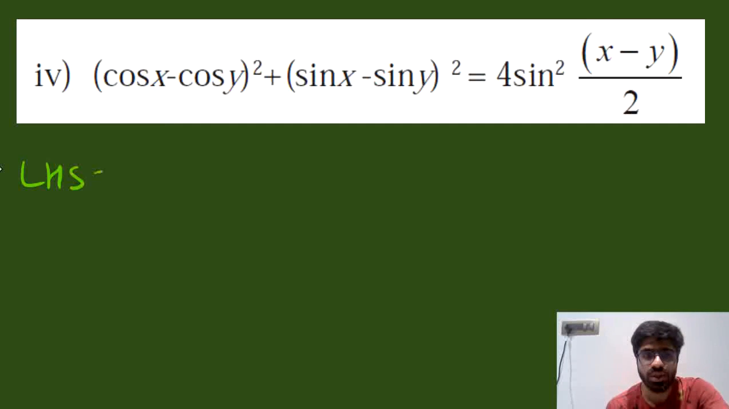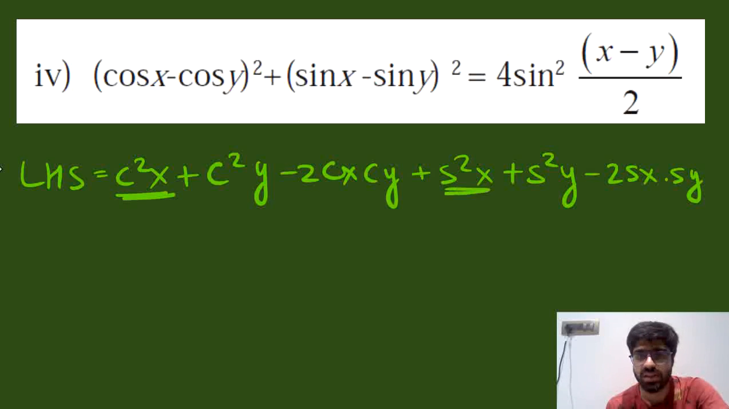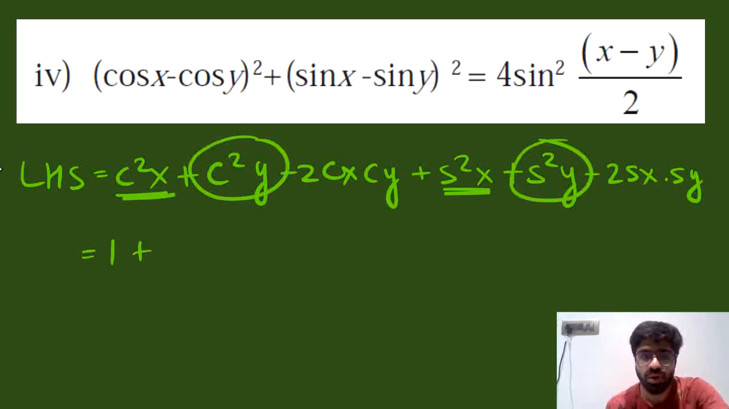It's exactly the same question. So if you expand this, you get cos square x plus cos square y minus 2 cos x into cos y, plus expanding this will give you sin square x plus sin square y minus 2 times sin x into sin y. So cos square x plus sin square x will be 1. Cos square y plus sin square y will also be 1. That 1 plus 1, let's directly write it as 2. Then minus 2 cos x cos y minus 2 sin x sin y.